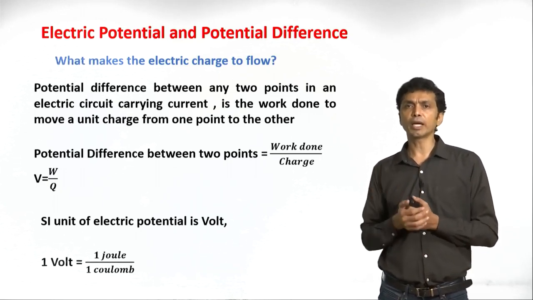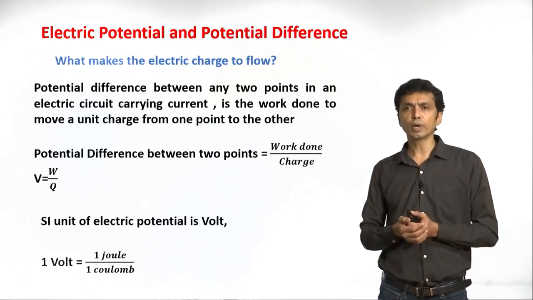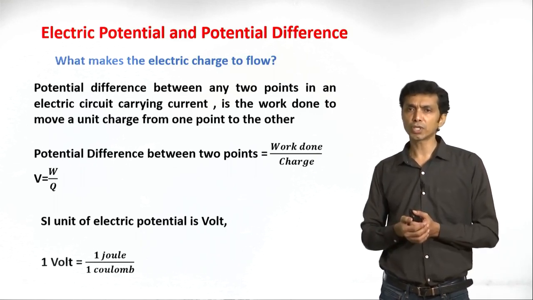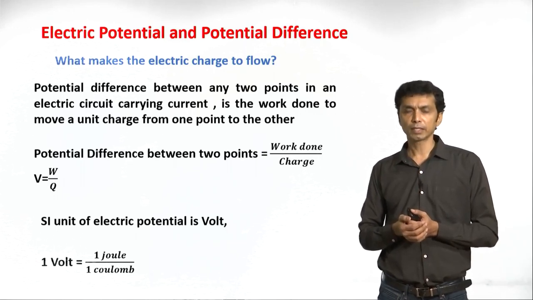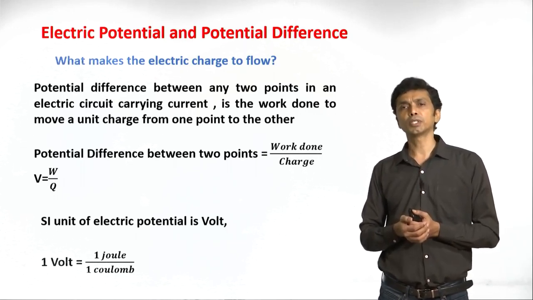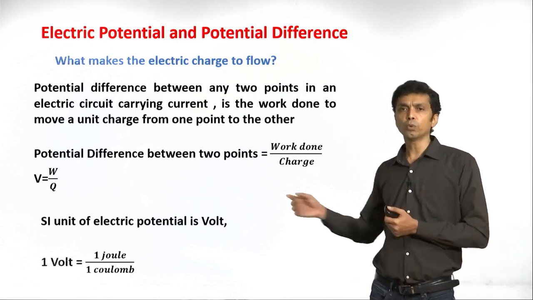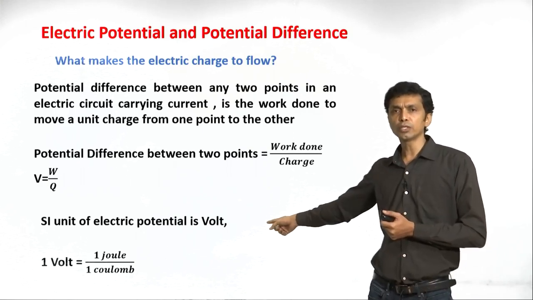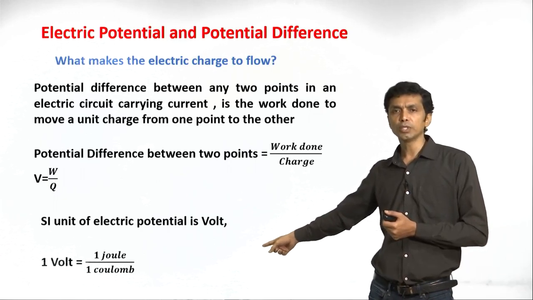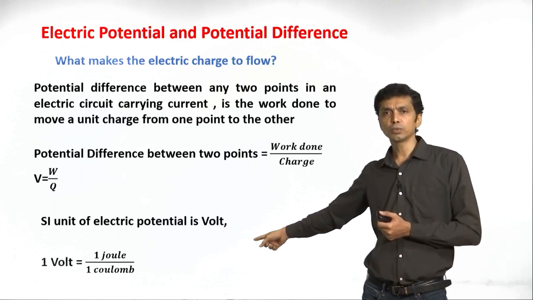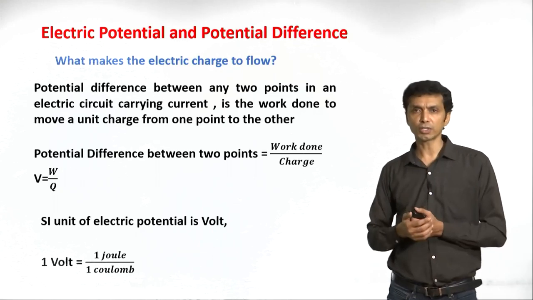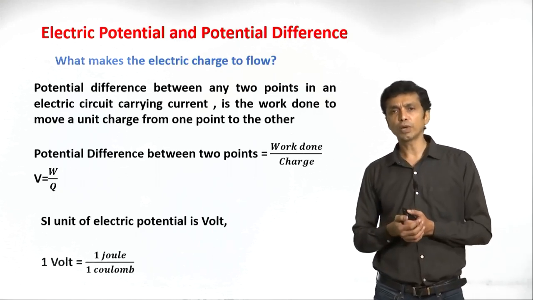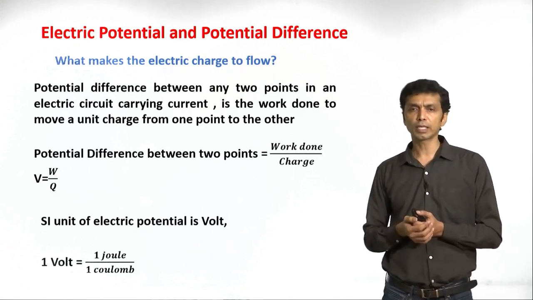Potential difference is the work done to move a charge from one point to another. It is calculated as potential difference is equal to work done by the total amount of charge. V is equal to W by Q. The SI unit of electric potential is volt. 1 volt is equal to 1 joule of work done to transfer 1 coulomb of charge. 1 joule by 1 coulomb is 1 volt.